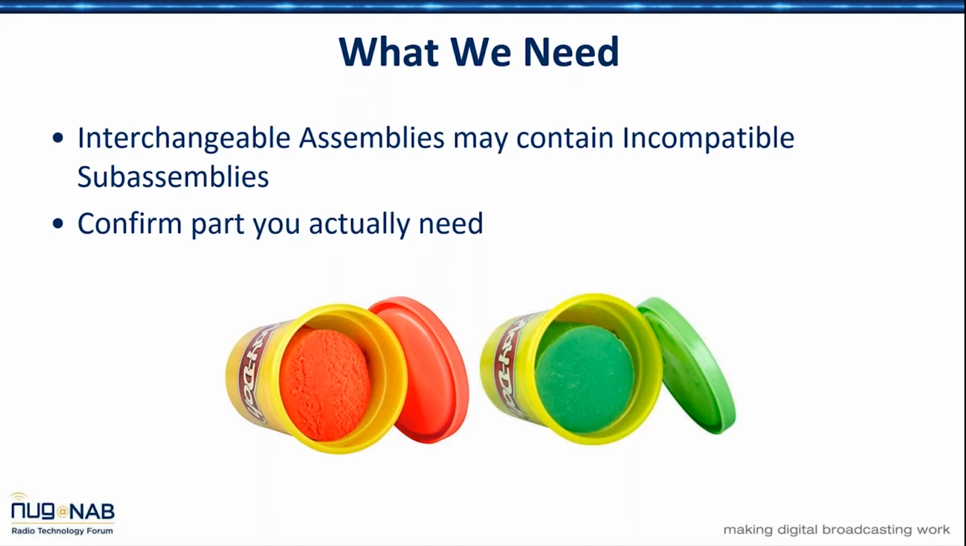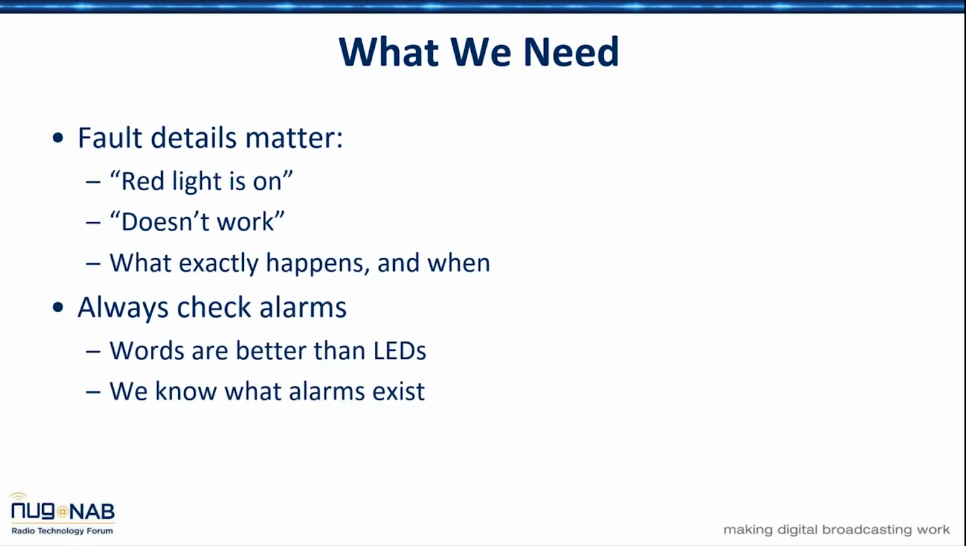That's why it's always best to confirm exactly the part that you need. So look at the broken one, tell us the part number, and we'll get you what you need for that. Fault details matter. So the red light is on. It doesn't work. That's not the most helpful in the world. So if you can tell us exactly what happens and when, so I press the on button, it starts to run up, and then this shuts off. That's a lot more useful than it's not working.